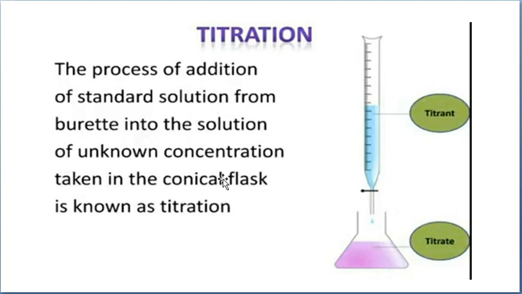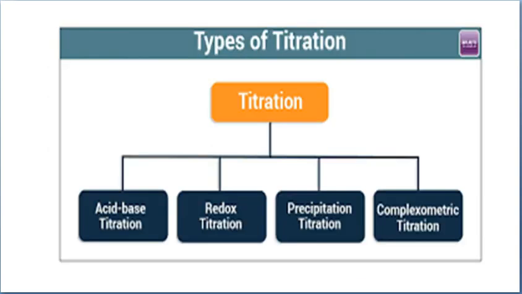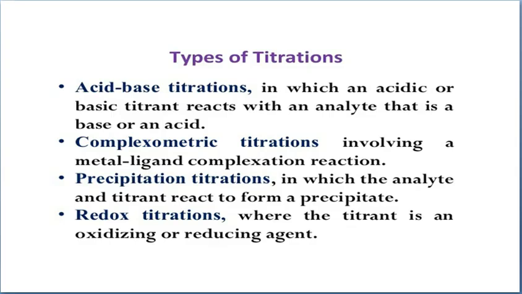So today we are going to see the types of titration which are used in volumetric analysis. There are 4 types of titrations we use in volumetric analysis: acid base titration, redox titration, precipitation titration, and complexometric titration. This is the basic idea about the 4 types of titration. In acid base titration, an acid or a basic titrant reacts with an analyte that is a base or an acid. I am going to explain each type in detail.